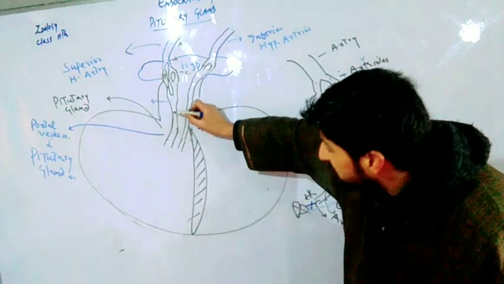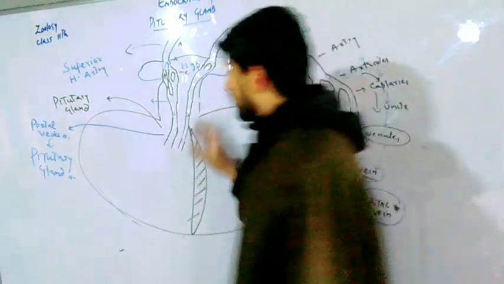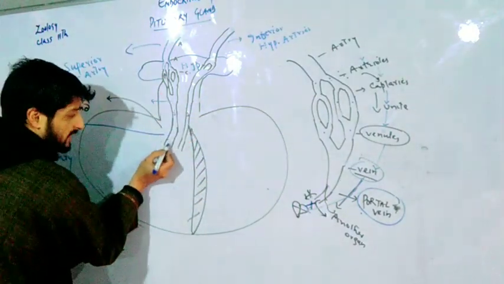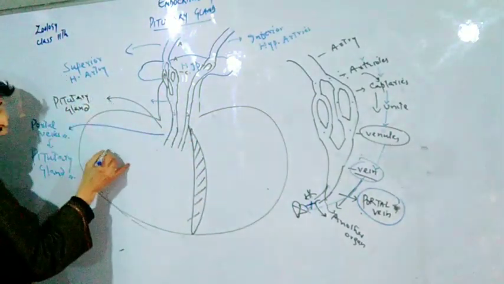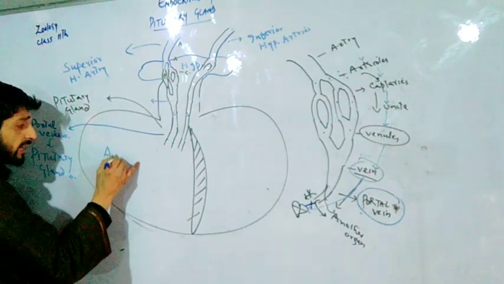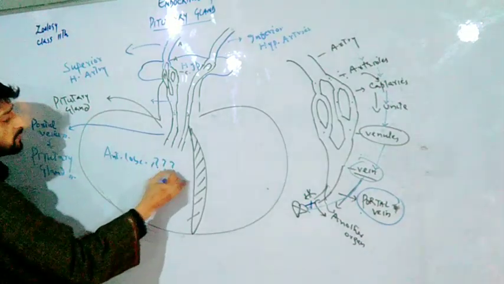Here, these veins, this is a vein, this is a vein. These veins do not take blood directly to the heart, but they take blood to our pituitary gland, and that too to the anterior lobe of the pituitary gland. Now the point of concern is why?